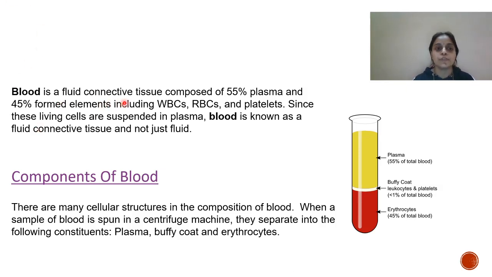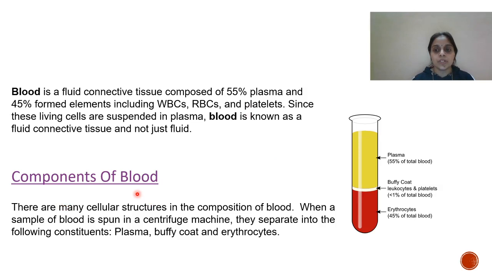The blood is fluid connective tissue, which is composed of 55% plasma and 45% formed elements, including WBC, RBC, and platelets. Since these living cells are suspended in plasma, blood is not known as only a fluid, it is called fluid connective tissue.